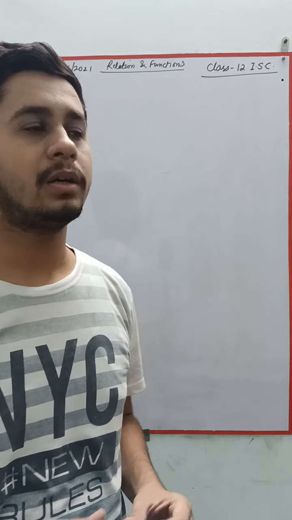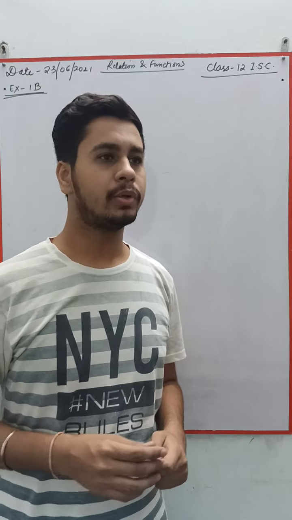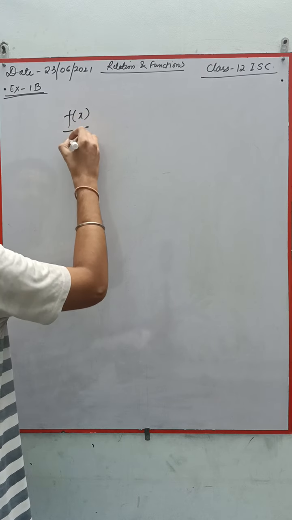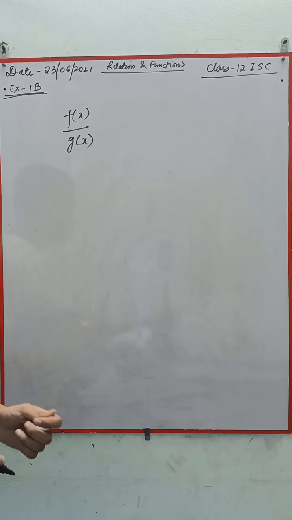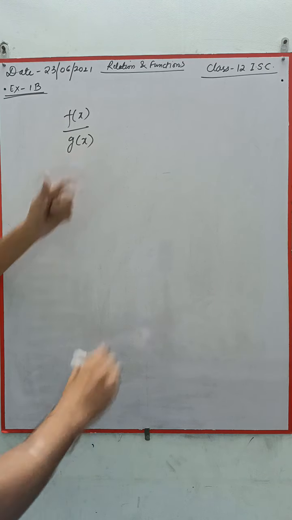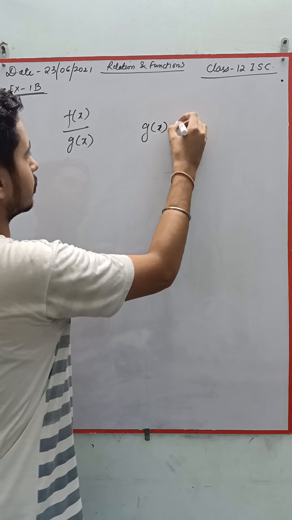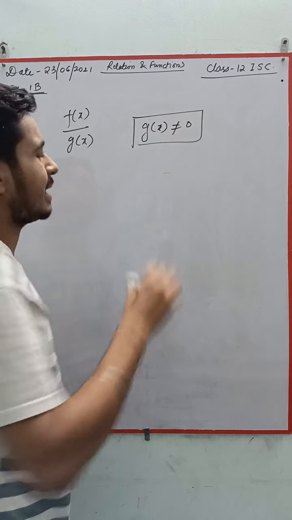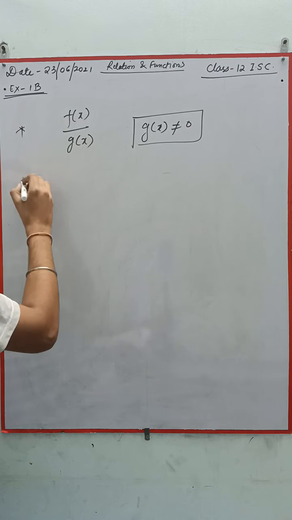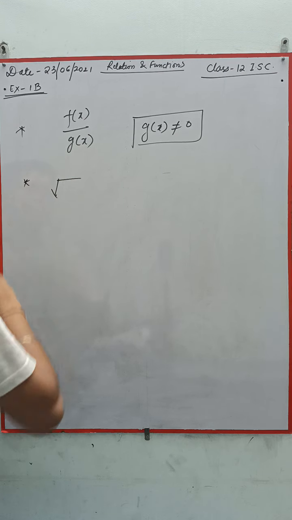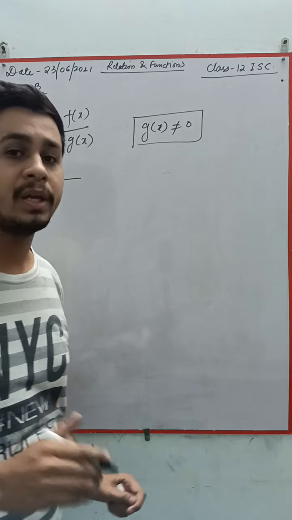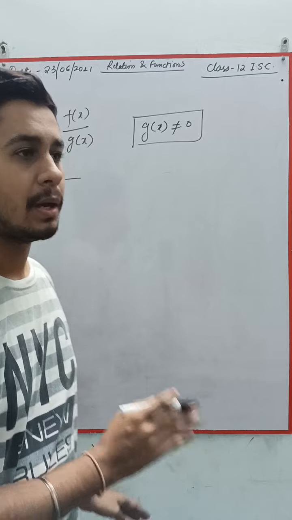At the end I told you the important points, where I took f(x) upon g(x) as one function. If you have such a type of function, then your denominator should not be equal to 0. This we have to keep in mind while finding the domain and range. This is the first thing. The second thing I told you is that there should not be any negative term inside the root, because it won't be real, it will go into the imaginary part.